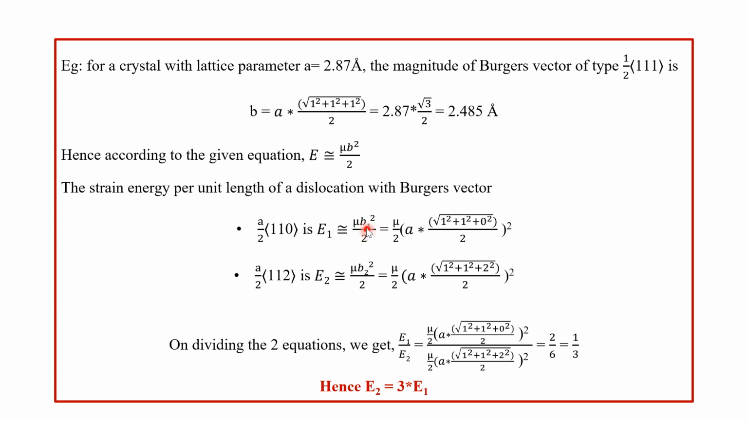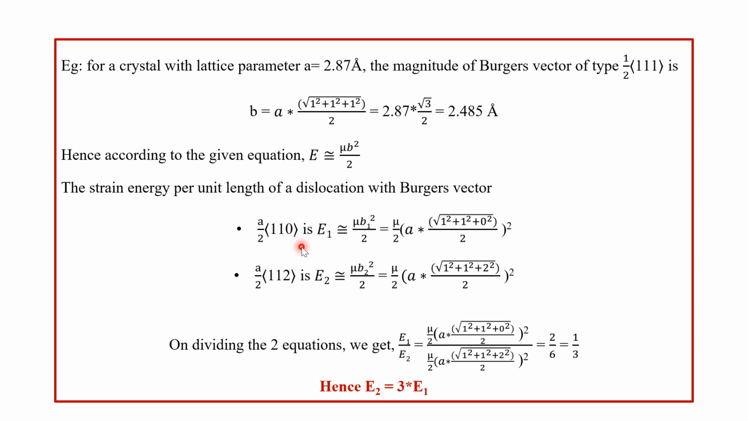In b, b1 is actually expansion like this. For b1 we have to write a into root a by 2, this 2 is already given here, right? Therefore a by 2 into root of 1 square plus 1 square plus 0 square, and this is b1 square, right? Therefore this whole bracket we have to square. Only for finding b we have to use this kind of equation.